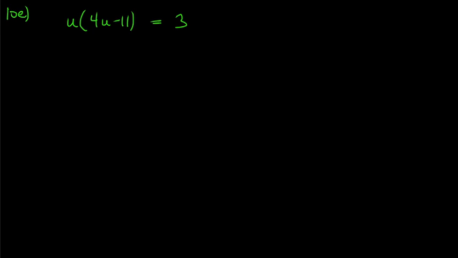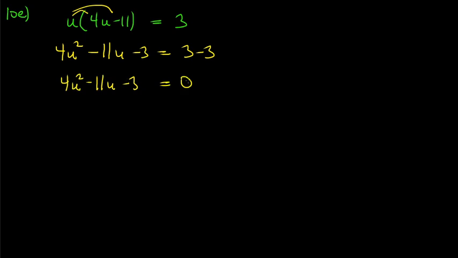Okay, and part E is a lot like part C. We have to subtract the 3 and multiply out the u's here. So this is going to be 4u squared minus 11u equals 3. So subtract the 3 from both sides. 4u squared minus 11u minus 3 equals 0. And this is, again, a quadratic equation at this point. You could use the quadratic formula. You could complete the square, although I wouldn't recommend it. That would be the most difficult way to do it.